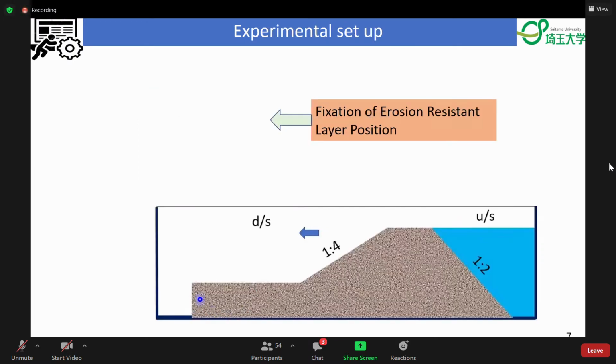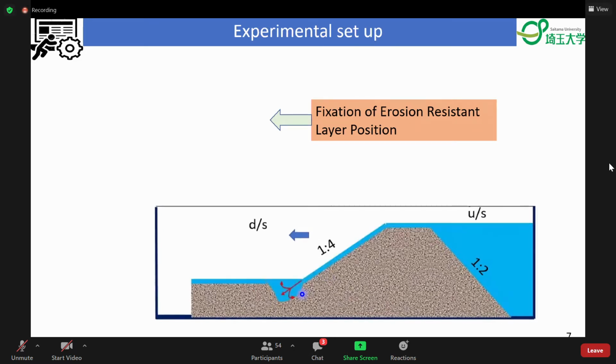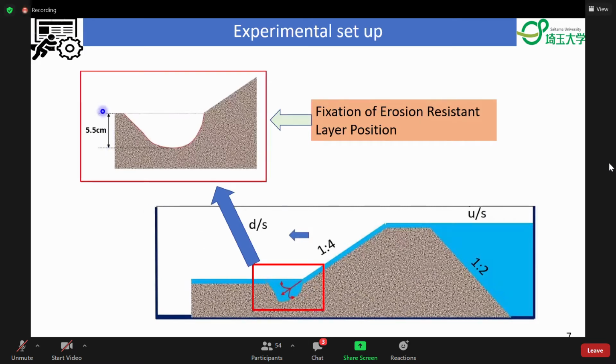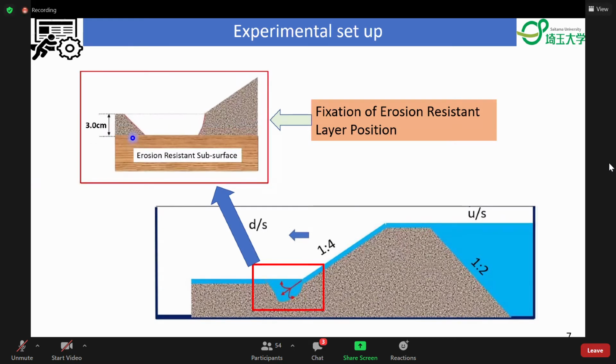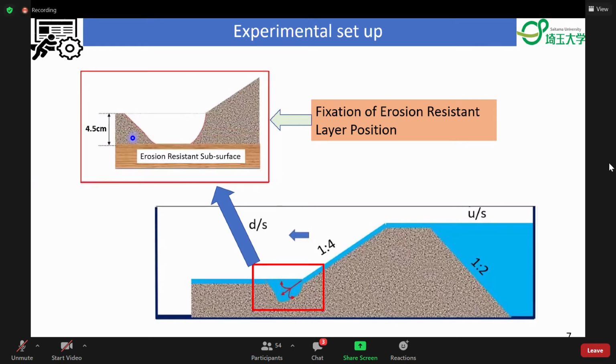To fix the erosion resistant layer position under the embankment, initially we conducted an experiment without any erosion resistant layer, and the scour depth was measured and found to be a maximum of 5.5 centimeter. So based on this maximum scour depth, we selected 3 different positions of erosion resistant layer at 1.5, 3 and 4.5 centimeter.